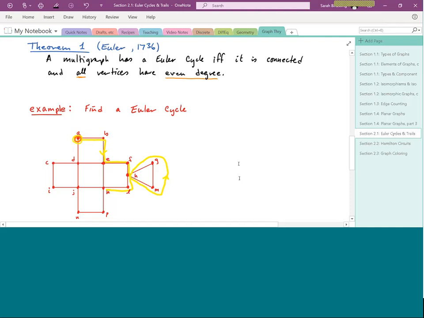So the question is, is an Euler cycle the same thing as an Euler trail? And the answer here is no. The Euler cycle has to start and stop at the same place. The Euler trail is the distinction where you couldn't get back to your starting point. And we're actually going to talk about that right after we finish this example.